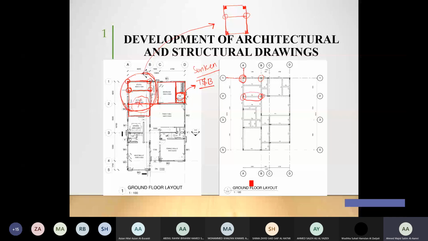The other thing, you need to be careful wherever there is a sunken slab, wherever there are water requirements. Let's say water requirements means toilet, bath, kitchen. These areas require water. Whenever they require water, it means that that slab is going to be a sunken slab. Now, how would you know a sunken slab? Can anybody tell me what's a sunken slab? Have you studied sunken slab? Do you know the meaning of sunken slab?